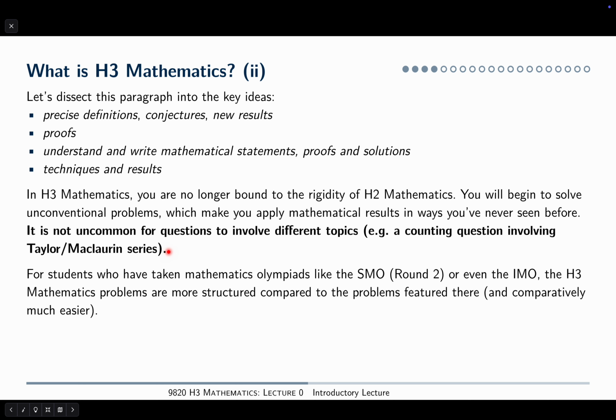So it's not uncommon for questions to involve different topics, for example, a counting question on derangements involving Taylor and Maclaurin series. Derangements are concepts we will cover later. For students who have taken Olympiads like the SMO or the IMO, the proof-based Olympiads, the problems in those Olympiads are less structured compared to the H3 math syllabus, and those problems in the Olympiads are much harder.